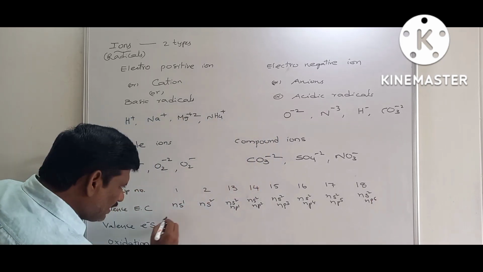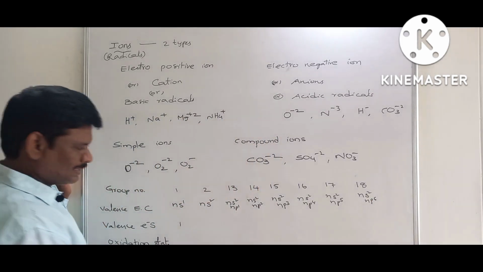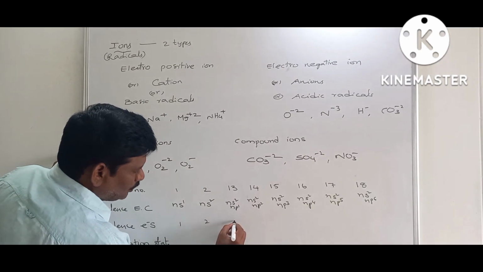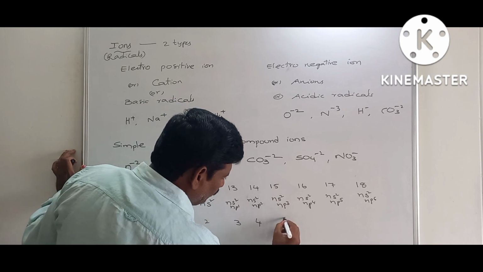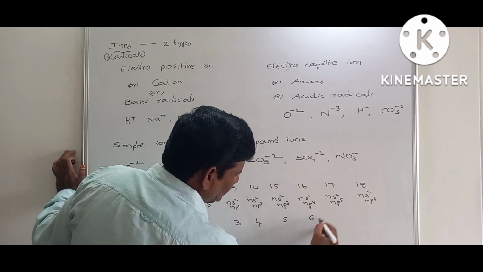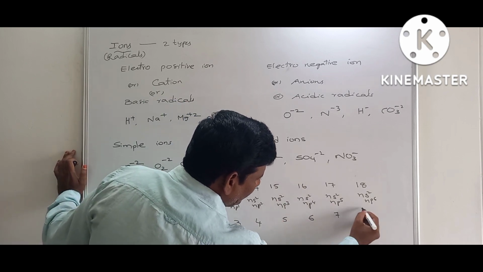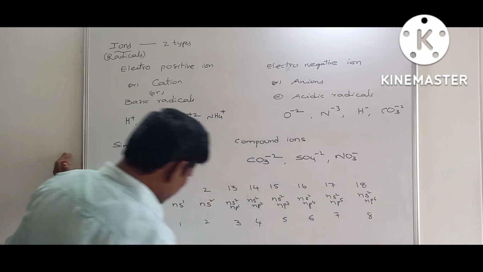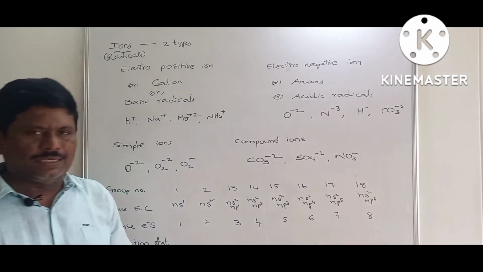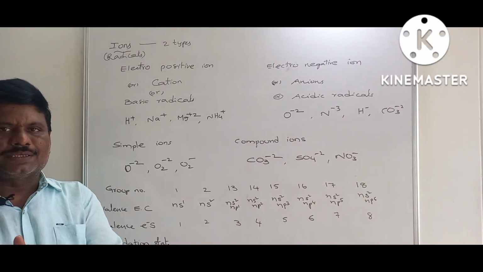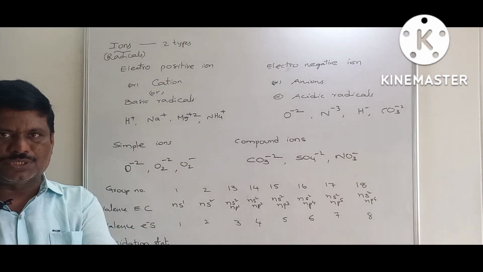How many valence electrons are in the first group? 1. Second group, 2. Third group, 3. 14th group, 4. 15th group, 5. 16th group, 6. 17th group, 7. 18th group, 8. Already discussed. Any element which contains 8 electrons in its valence shell is more stable.